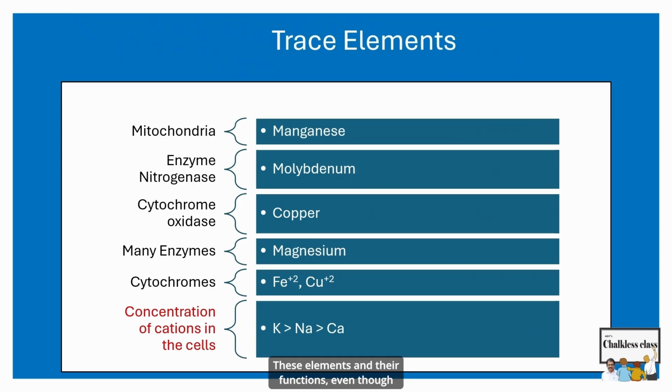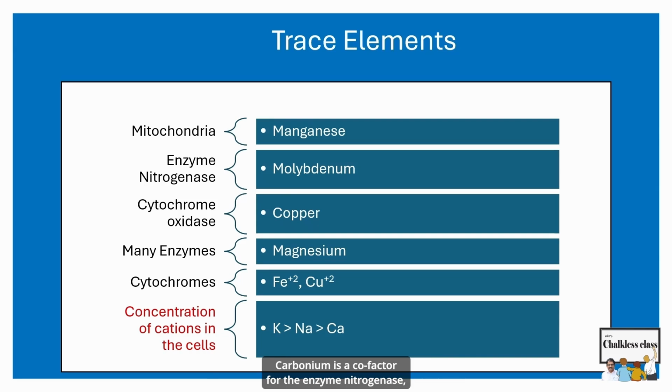Trace elements and their functions. Even though certain elements are present in only tiny amounts, called trace elements, they play indispensable roles in cellular function. Let's study certain specific trace metals in the biological systems they support, which is a critical concept in biochemistry. Manganese is found in the mitochondria, where it plays a role in antioxidant defense.